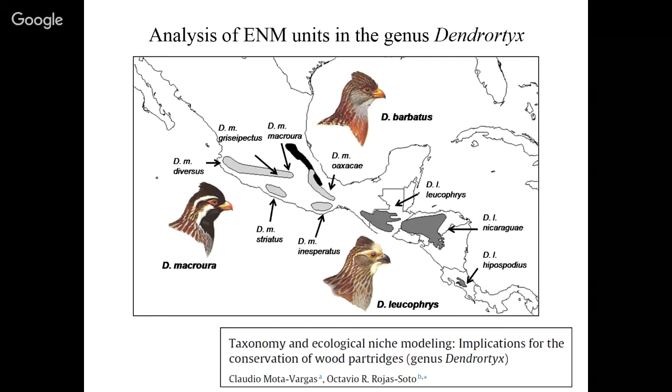Let's go to an ecological niche modeling example, which is a study that I worked on with some of my colleagues. This is about the analysis of ecological niche modeling units using the genus Dendrortyx, which is a genus endemic to the Mesoamerican region. It possesses officially, under the biological species concept, 3 species, Dendrortyx macroura, barbatus, and leucophrys. And within macroura and leucophrys, there are also divisions into subspecies, except for Dendrortyx barbatus, which has no known subspecies.